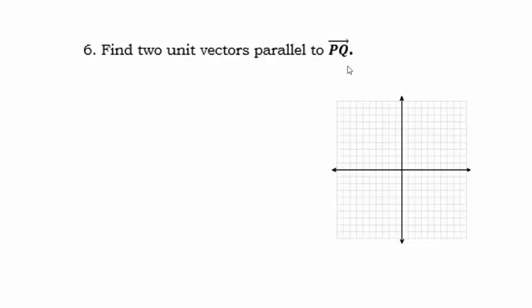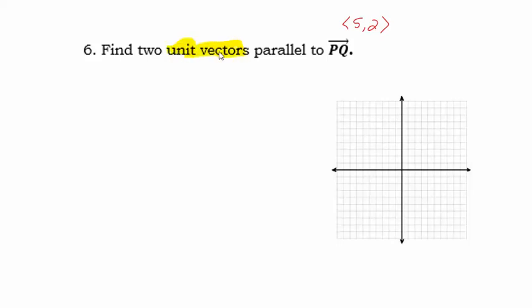All right, so we're going to use our vector PQ from before. We still have the vector PQ, which has components 5, 2. And we want to find 2 unit vectors parallel to this vector PQ. So again, let's define unit vector.